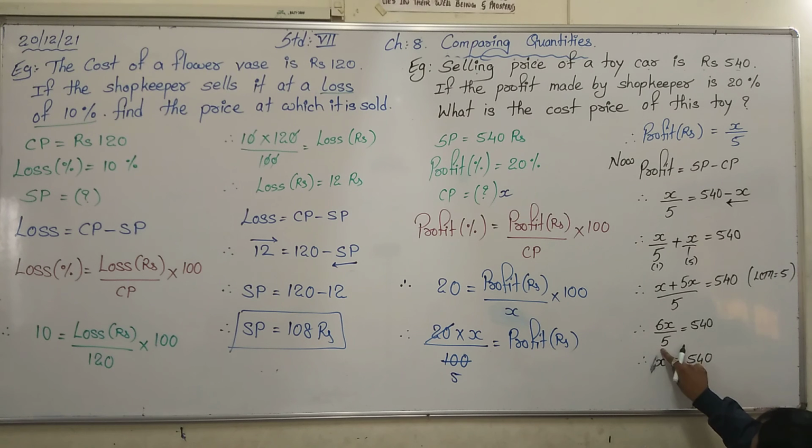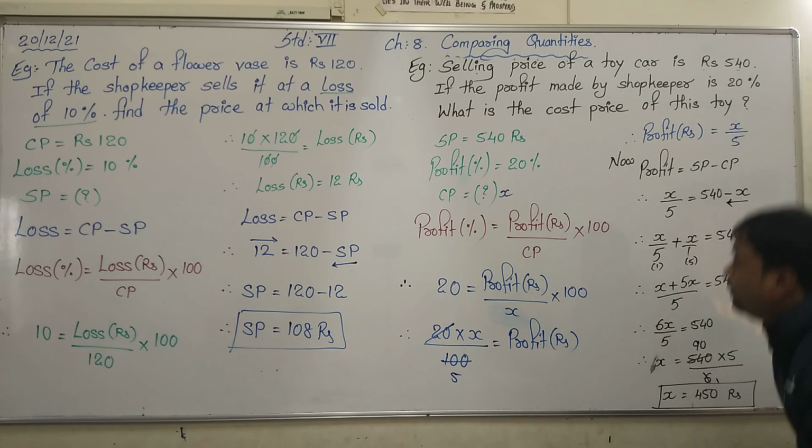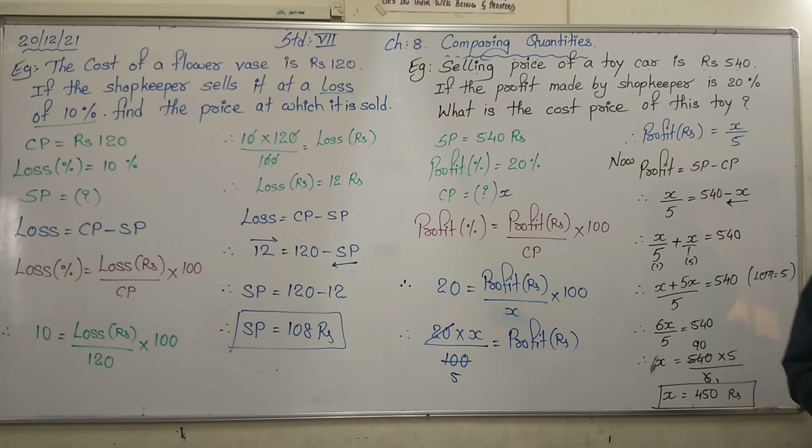5 is in the denominator, on another side multiplication. 6 in the numerator, on another side division, right? 6 ones are 6, 6 nines are 54, and 9 5s are 450. So your X is equal to 450 rupees. Your X is equal to 450 rupees.